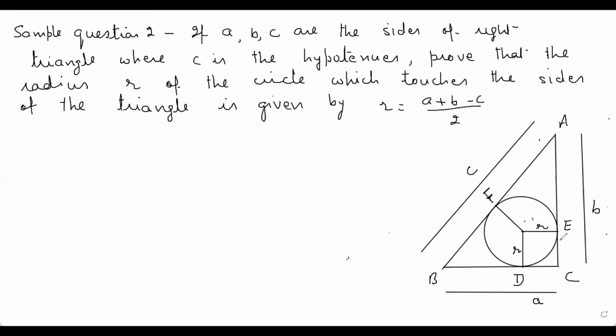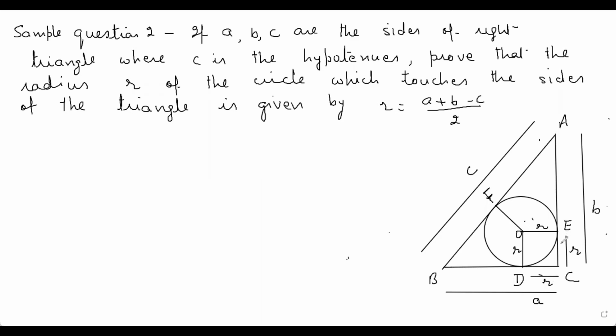If A, B, C are the sides of a right triangle where C is the hypotenuse. Now I have a right triangle ACB, which is right angled at C. BC has length A, AC has length B, and AB has length C. AB is the hypotenuse and it has length C. R is the radius of the circle which touches the sides of the triangle. OE is radius and this is equal to r. OD is radius, that is equal to r. The length of EC will be r and the length of DC will be r.